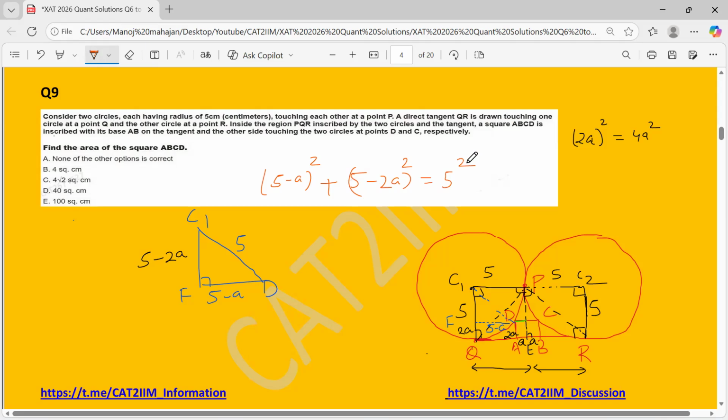So they generally use a triplet 3, 4, 5. So 3 square plus 4 square is equal to 5 square could be a possibility. And if you look over here, we could have kept A as 1. So this will become 4 square. Otherwise, you have to make a quadratic and get the value of A. So 4 square, this would have been 3 square, which is satisfying. And when we do this, one of the options matches also. So the answer is what? A, none of the other options is correct.